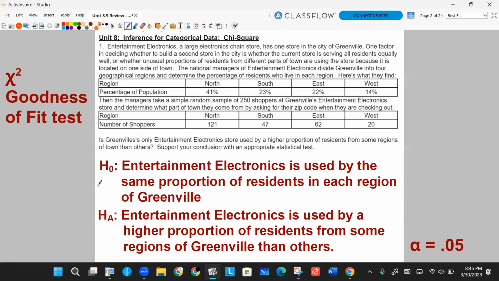So my null is no difference. My alternative is there is a difference. It's a different set of proportions. And I'm going to state that it's going to be at the 5% level since we weren't really provided that. So that's how you set up your hypotheses. That's your state part. You name the test and you set your hypotheses and give an alpha level. See if you can set up your conditions.